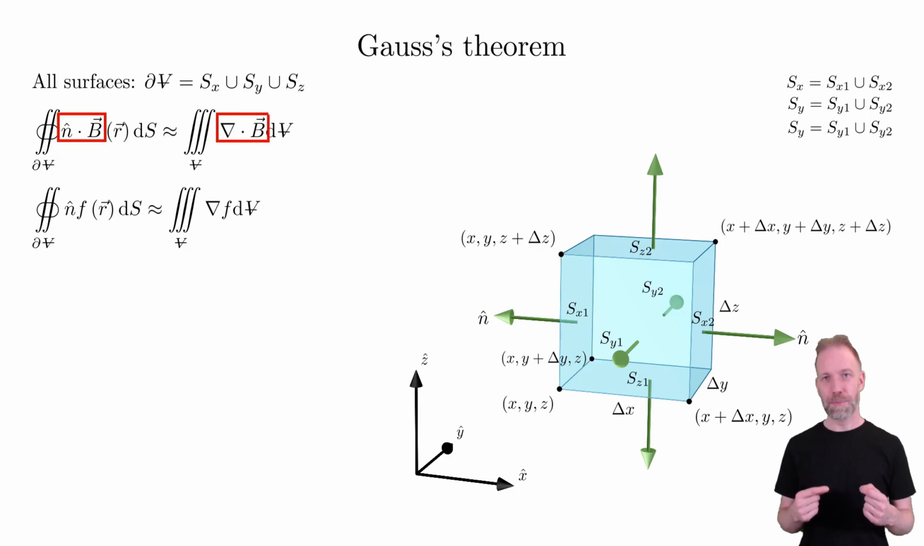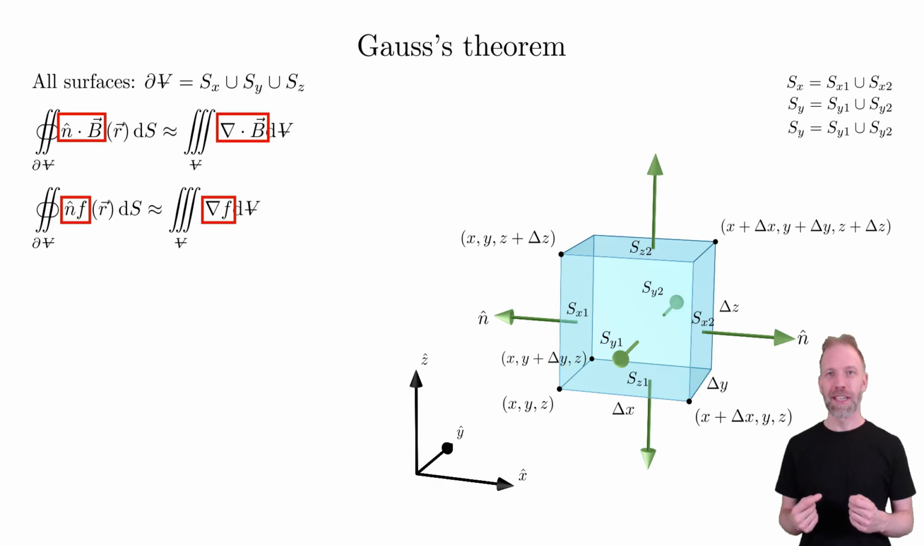I want you to notice a pattern here. Compare how n hat and nabla appear in these equations. In the surface integral, we have n hat. In the volume integral, we have nabla. The operation between them, so the dot product or multiplication, stays the same for both sides.